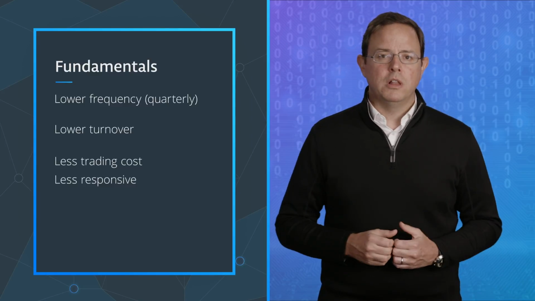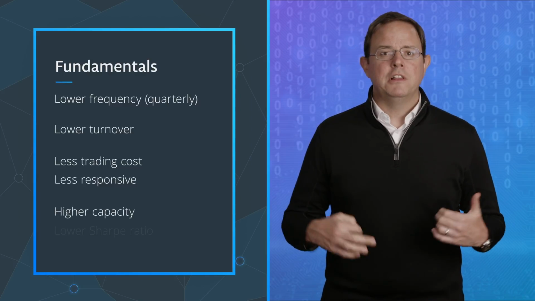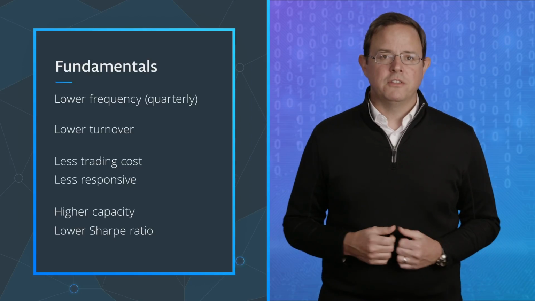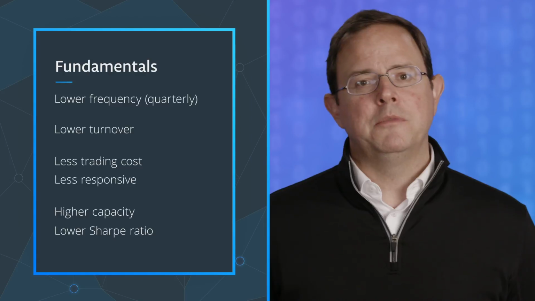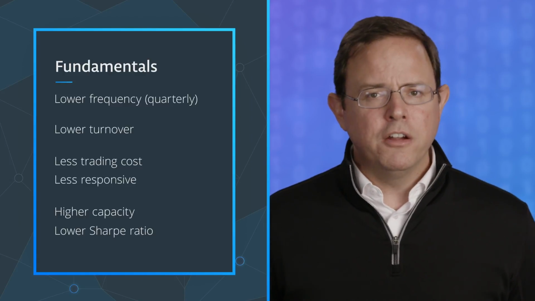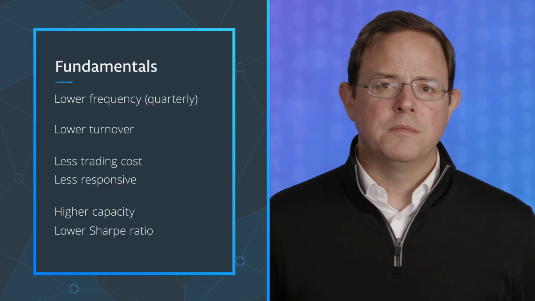As a general rule, fundamental alphas have high capacity but have a lower Sharpe ratio compared to their price data-driven cousins. Some firms embrace this as it allows them to deploy much larger assets for clients. Other firms, though, can be wary of using fundamentally driven alphas.